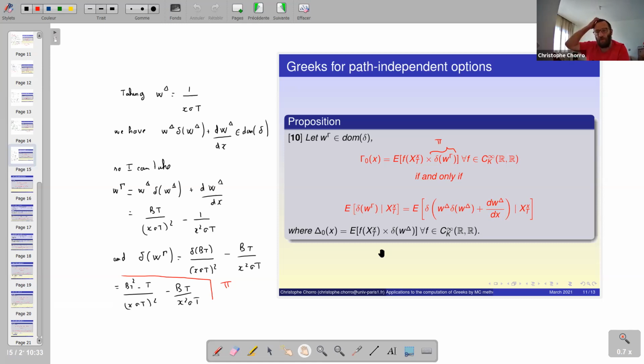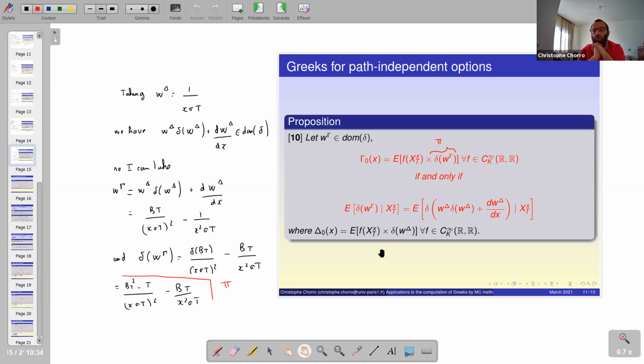But I am able to recover this, but keep in mind that I have also this result now for more general models, okay, the ones that are given by my equation capital E. So even for this very simple case, the case of path independent option, I am able to obtain Greeks or weights for Greeks for more general equation capital E, so for more general solutions of stochastic differential equations. Okay.